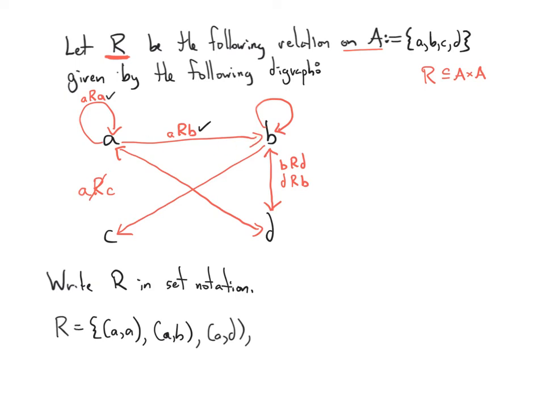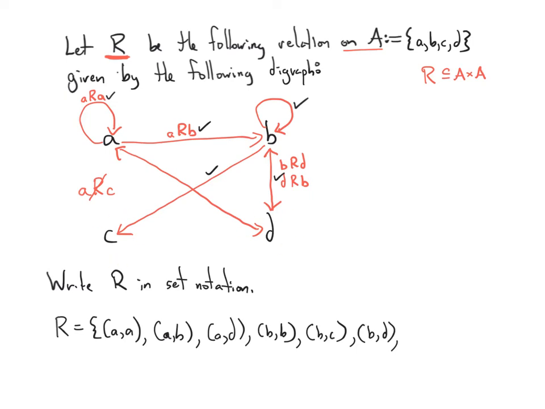But B is related to itself, so we have B, B, that's this guy. We have B is related to C. That's that guy. And we have B is related to D. That is this guy. Okay. Now let's look at C. Well, C has no arrows going out from it, so C isn't related to any element with C as the leftmost element. So nothing starts with C.